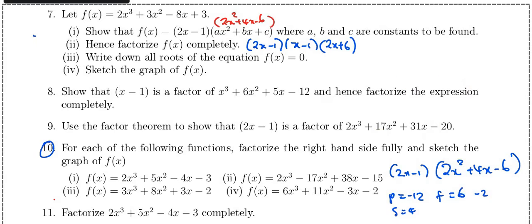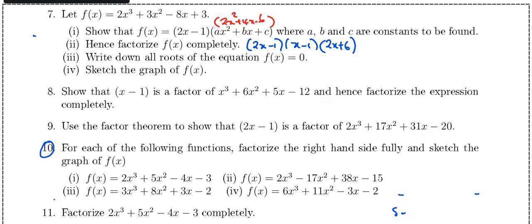Then question number 3, they're asking us to write down the roots, meaning when we equate this whole expression to 0, what are the values of x? What are the x-intercepts? When you equate this, you simply get x is equal to half, x is equal to 1, and x is equal to negative 3.